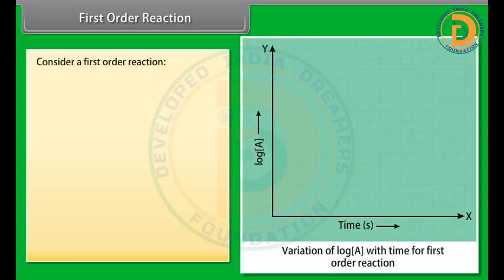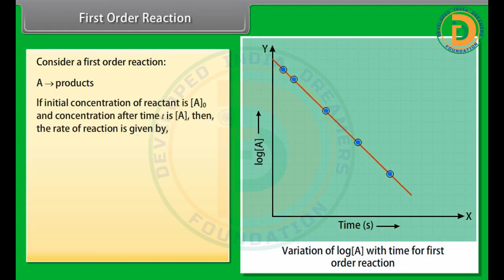First-order reaction. Let us consider a first-order reaction in which A is changing into products. If the initial concentration of reactant is [A]0, and concentration after time t is [A], then the rate of the reaction is given by -d[A]/dt is equal to the product of K and [A]. It can be written as -d[A] upon [A] is equal to K dt.